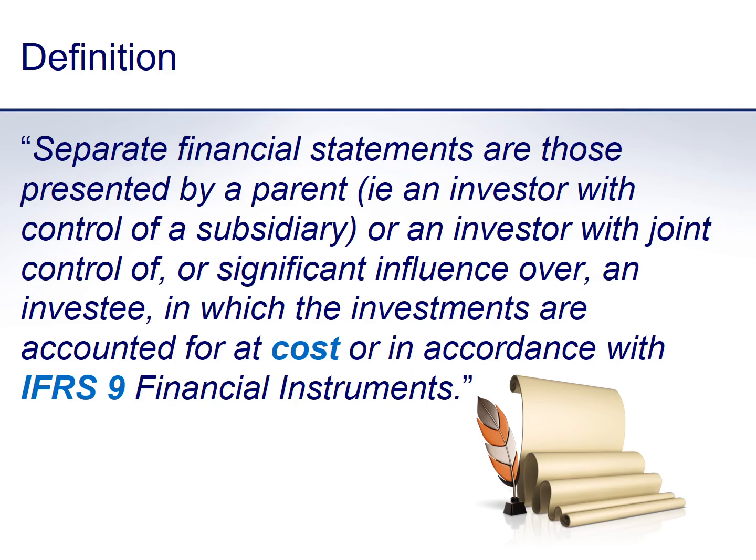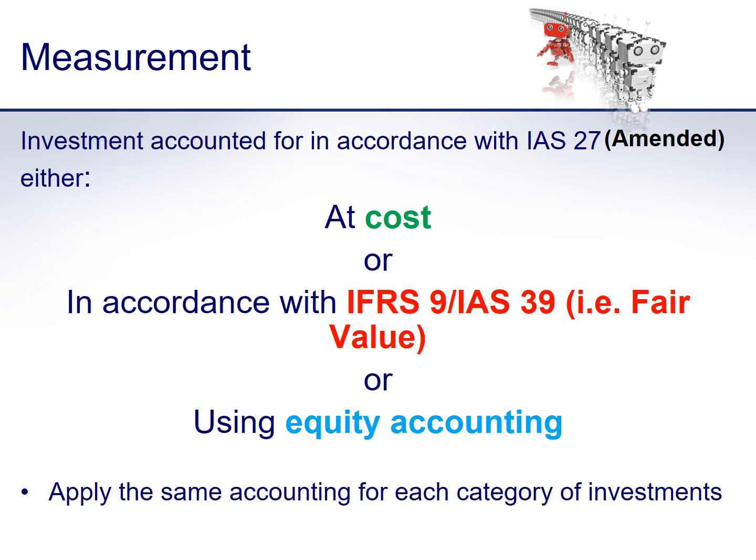Separate financial statements are basically additional information. It's the financial statements presented over and above the consolidated financial statements produced by a parent, in which an investment in a subsidiary, associate, or joint arrangement are accounted for in accordance with other requirements rather than the requirements of IFRS 10, IFRS 11, or IAS 28.